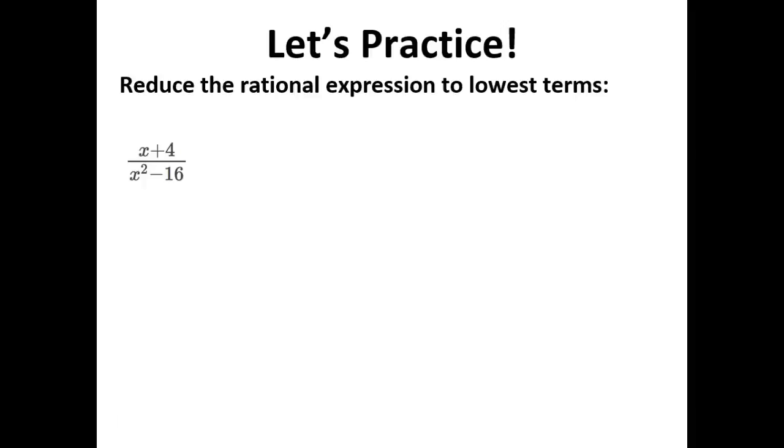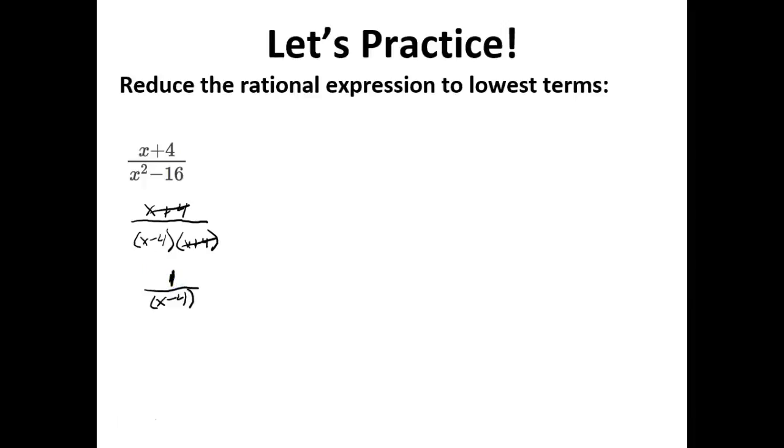So trying it with an example, let's suppose we had to reduce this rational expression to lowest terms. We would want the top and the bottom completely factored. Right now the top is completely factored. The bottom is a difference of perfect squares, so we can factor that into x minus 4, x plus 4. I see a factor of x plus 4 on the top and on the bottom. Those are what's going to cancel. And so we're left with, in the bottom, an x minus 4. In the top, we are left with a factor of 1.